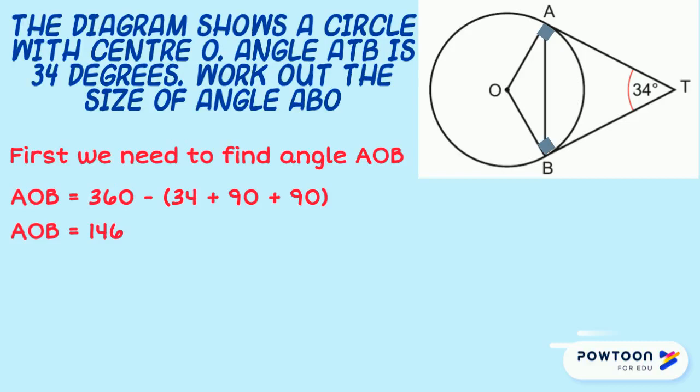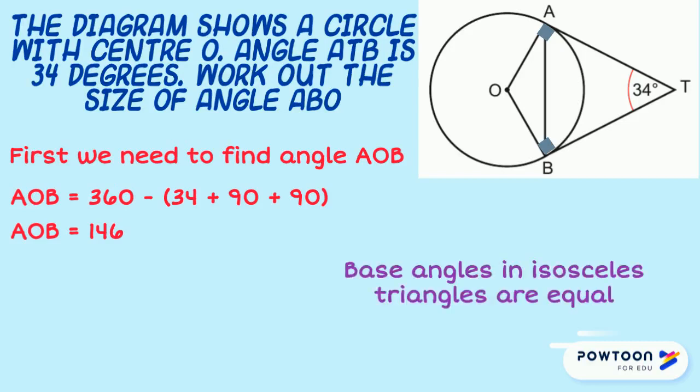As I said earlier, we're now looking at triangle AOB, which is an isosceles triangle. If we want to figure out the base angles, we have to remember that they're going to be equal, so we can just do 180, take away the 146, we get 34, and then you're going to divide it by 2 to get just one of the base angles. So angle ABO is 17.